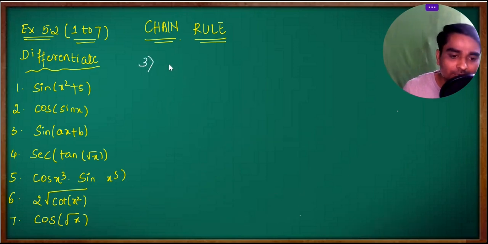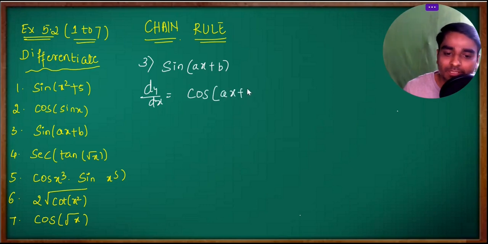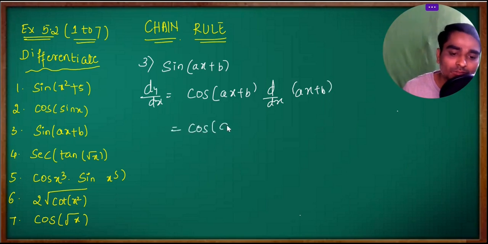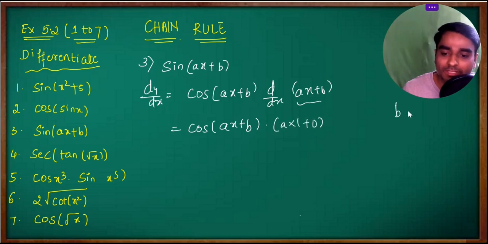The third question is sine of ax plus b. First step, dy by dx, sine of something, so I will write cos of ax plus b. Then I will have to differentiate this ax plus b again, correct? So overall I will get cos of ax plus b into the differentiation of ax plus b, which is a into 1 plus 0. Here b is constant.